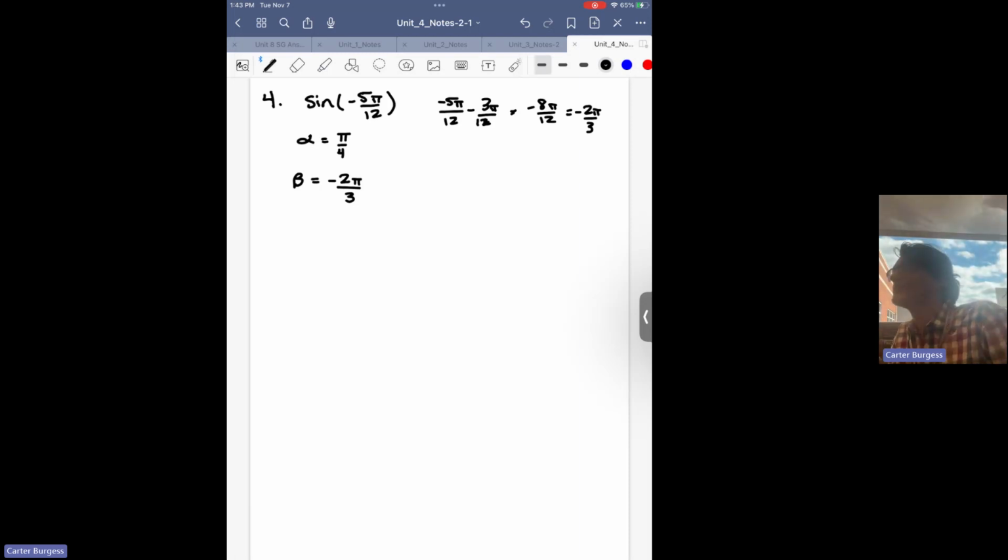So that negative is going to tell us one or the other. It's either going to tell us that our beta is negative, which is fine, and then we'll use the sum formula, or it tells us to use the difference formula, in which case the beta is positive. Either way, we should get that. We're looking at sine of pi over 4 minus 2 pi over 3. Be very, very careful here that we are in fact doing minus 2 pi over 3.